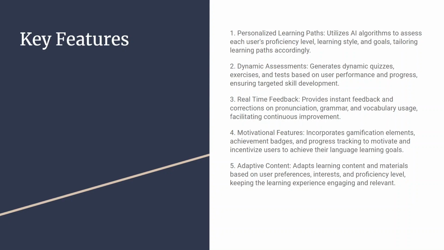Third, real-time feedback. In this application, we are going to provide instant feedback and correction on pronunciation, grammar, and vocabulary usage, facilitating continuous improvement. Fourth is the motivational features: incorporate gamification elements, achievement badges, and progress tracking to motivate users to achieve their language learning goals. And the fifth, very important one, is adaptive content: it adapts the learning content and material based on the user's preferences, interests, and proficiency level, keeping the learning experience engaging and relevant.